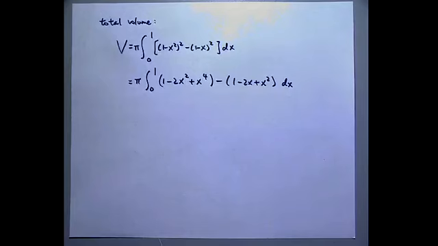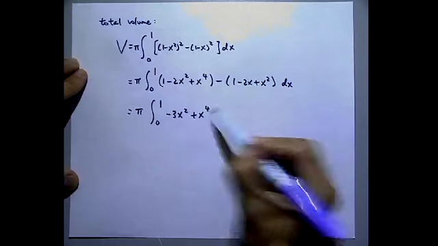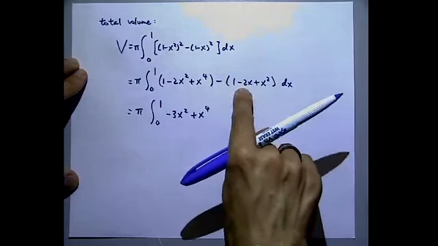Okay, what do we get? We get pi, 0 to 1, 1 minus 1, so the 1's go away. We have a negative 2x squared minus x squared, minus 3x squared. And then we have a positive x to the 4th plus 2x.